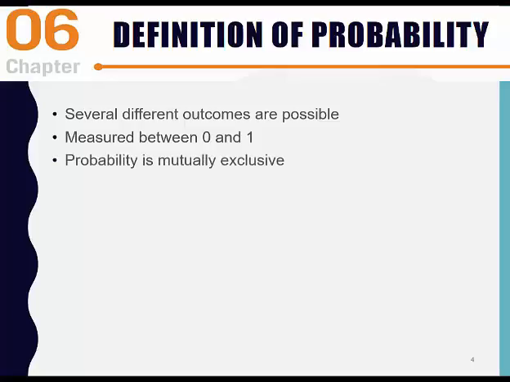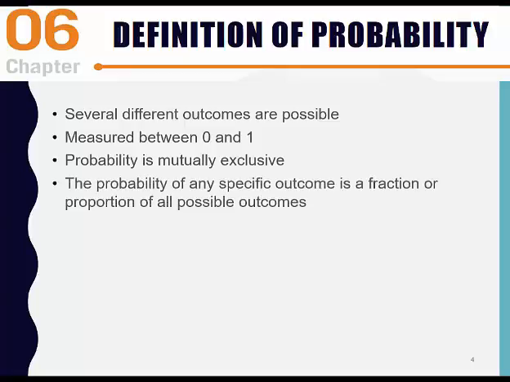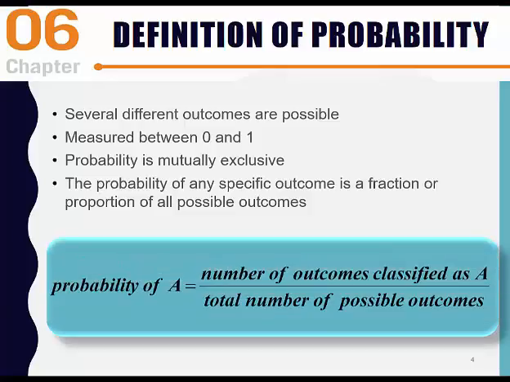Probability is mutually exclusive, meaning that two events cannot occur simultaneously, so they cannot happen at the same time. If there's a chance that A is going to happen, then B cannot happen. And the probability of any specific outcome is a fraction or a proportion of all possible outcomes. So based on this definition, this is then the formula to find probability. The probability of A happening, so the event of A happening, is just the number of outcomes that are classified as A over the total number of possible outcomes.